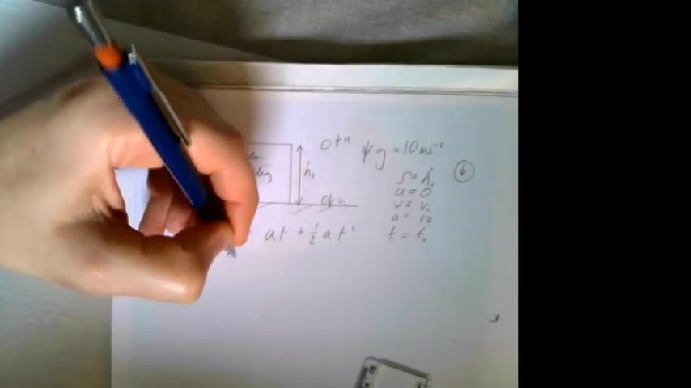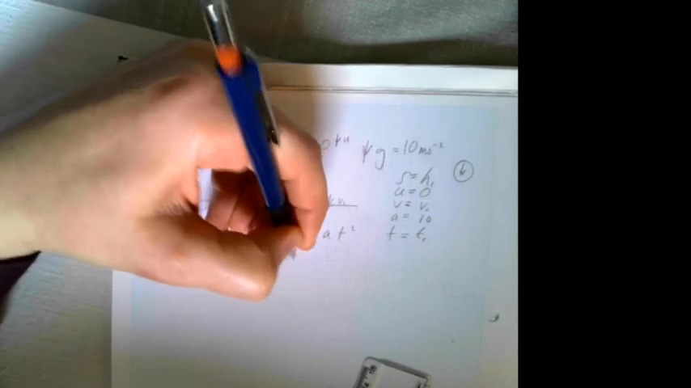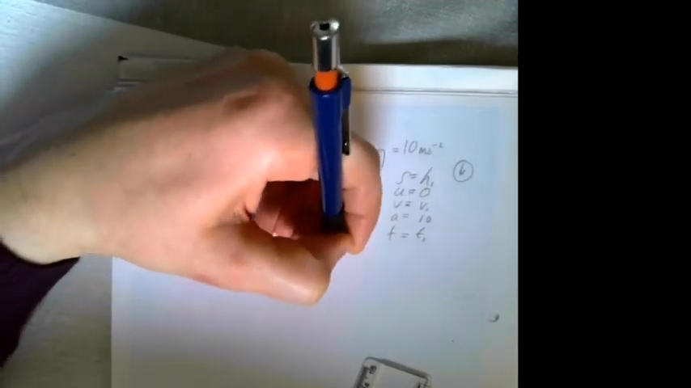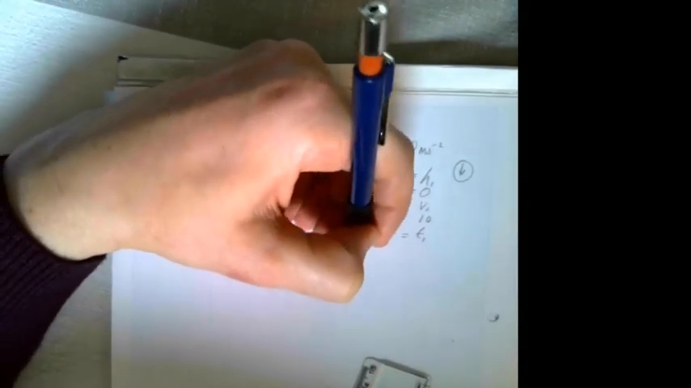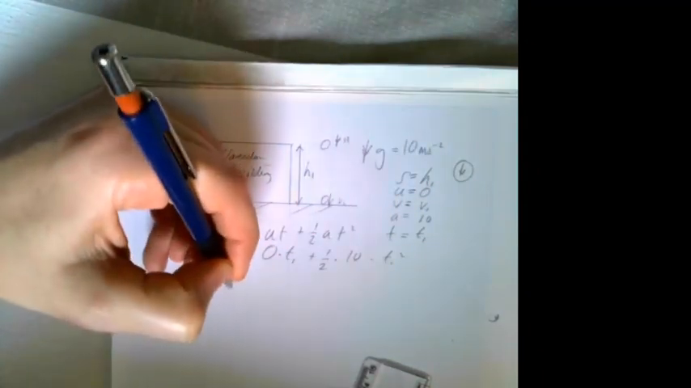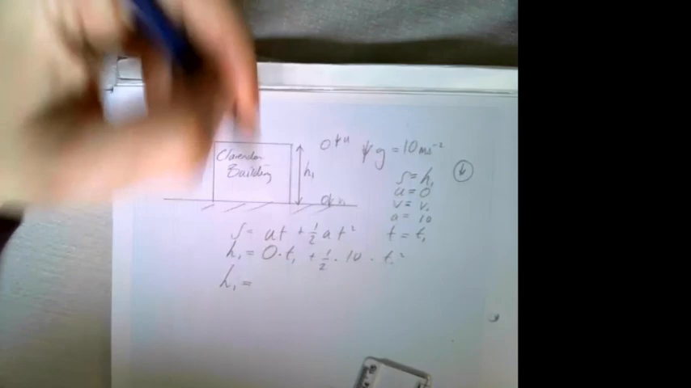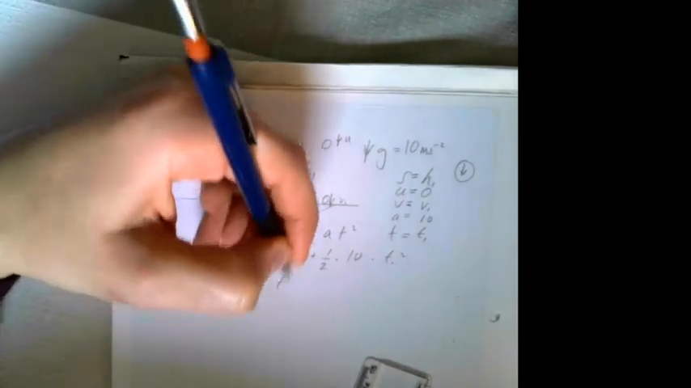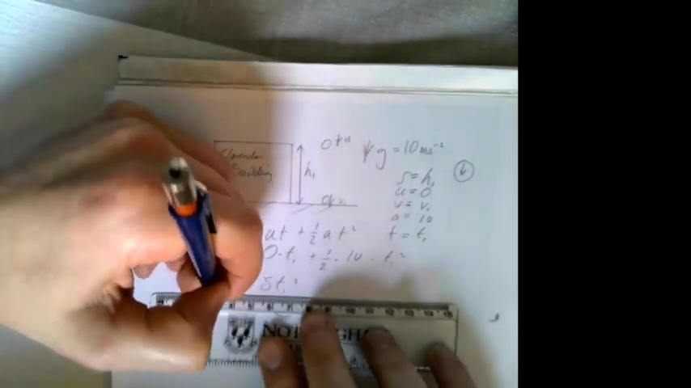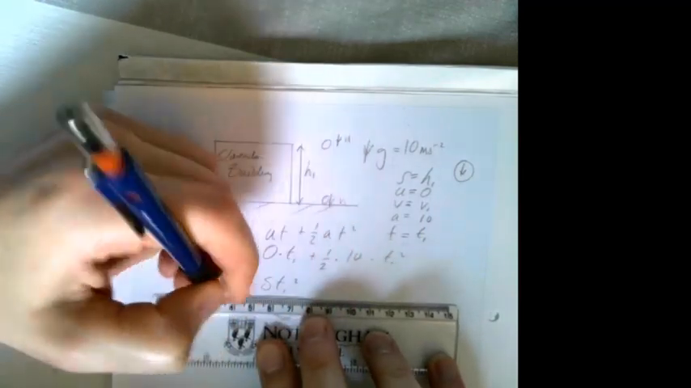So my S is h1, that's equal to 0 times my t1 plus my half times my acceleration, which is 10, times my t1 squared. So I can conclude that my h1 is 5t1 squared. And there we go. And then this question gets even more tricky. So let's have a read through it.